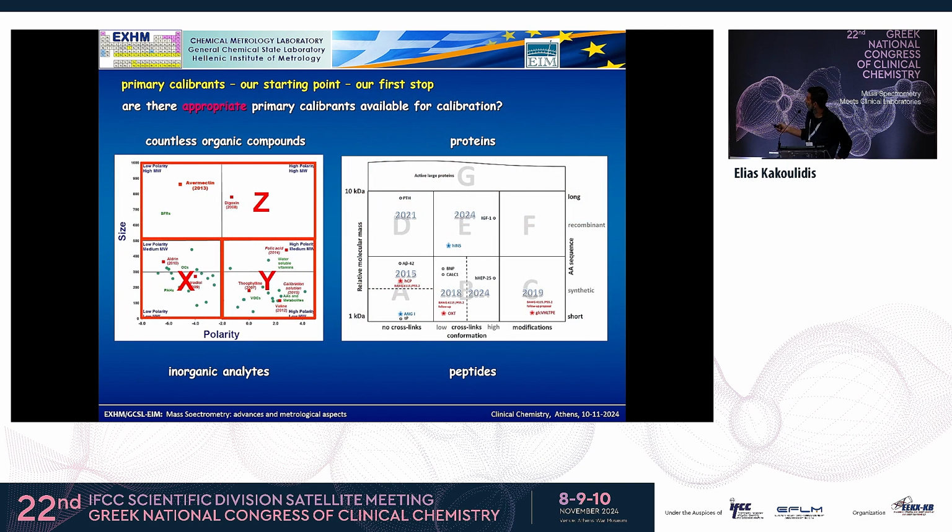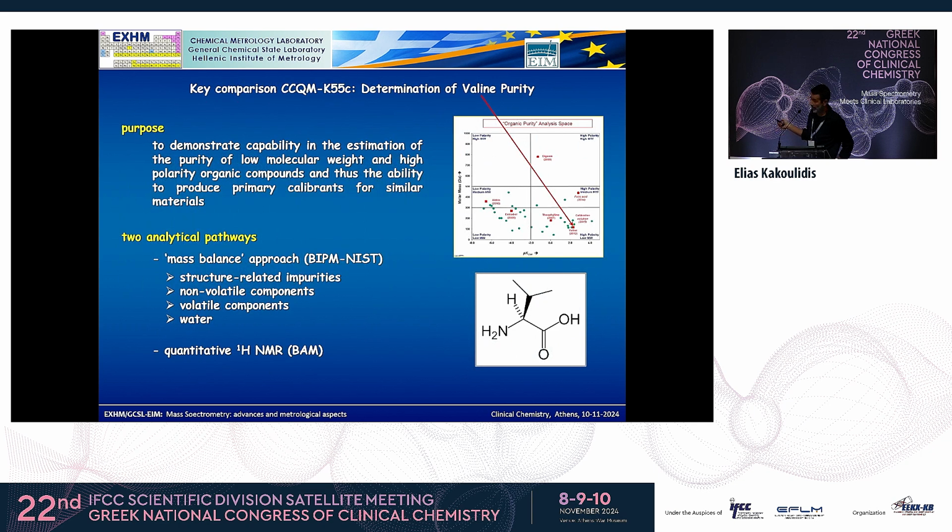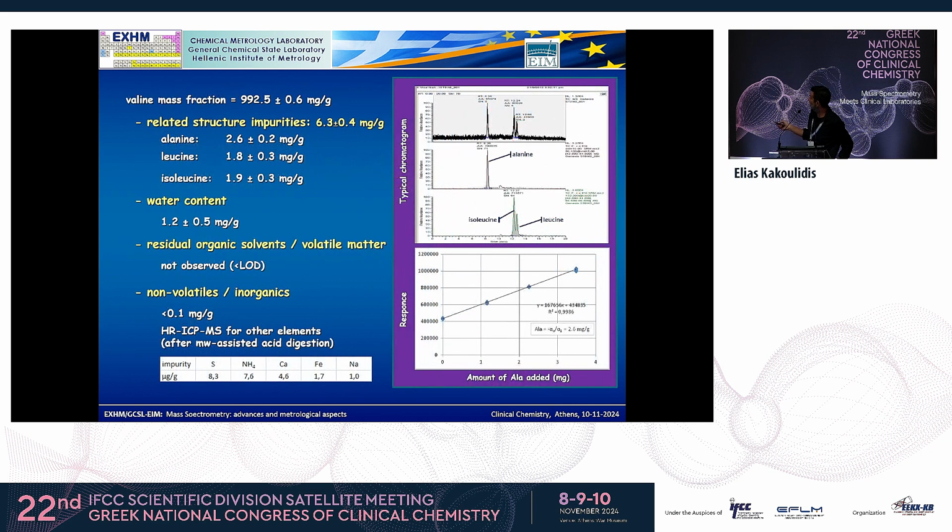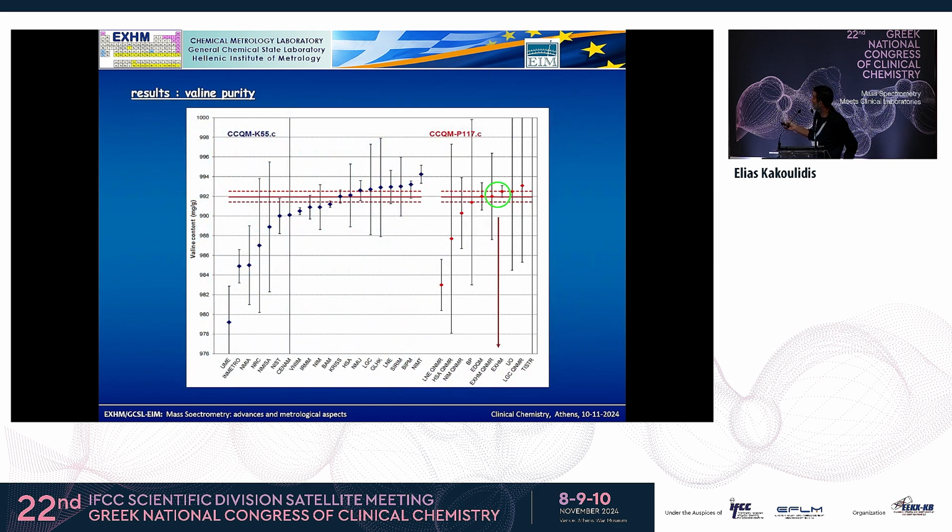I'm going to move forward. We are just going to see the small organic molecules, because the proteins and the peptides belong to another group. Valine was one of the test materials. And here you see mass spectrometry revealing impurities in valine calibrators, other amino acids. This is done by mass spectrometry. Here are also the equivalences between the measurement institutes regarding the measurement of pure valine.